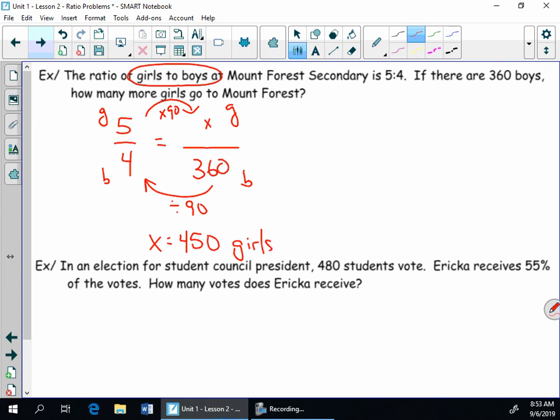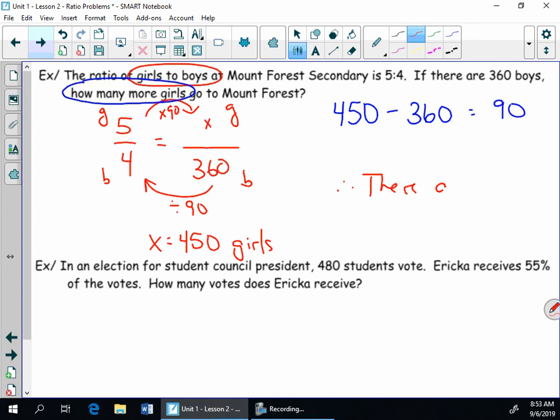Okay, let's do our therefore. There are 450 girls, right? But that actually wasn't the question. If you go back and look, it says, how many more girls? Well, there's definitely more girls than boys. There's 450 girls. There's only 360 boys. The question is, how many more? Well, let's figure out the difference between those. The difference is 90 more girls than boys. That's what the question is actually asking us.